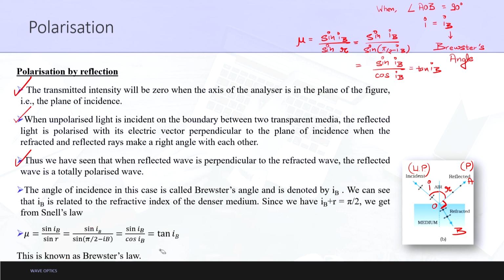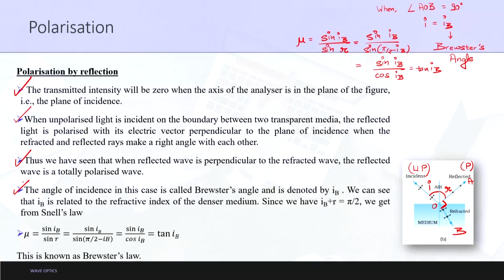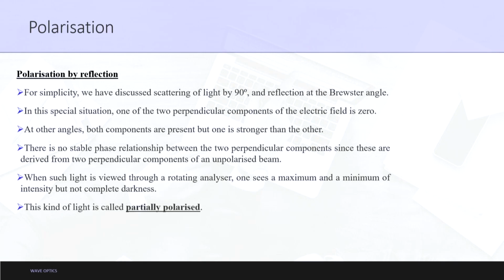What is Brewster's law? Brewster's law states that if the angle of incidence is IB, then the reflected light will be linearly polarized only and only when the angle between the reflected light and refracted light is 90 degrees. So, this is the complete explanation of Brewster's law for you. Okay. So, now let us move on to more explanation about this.